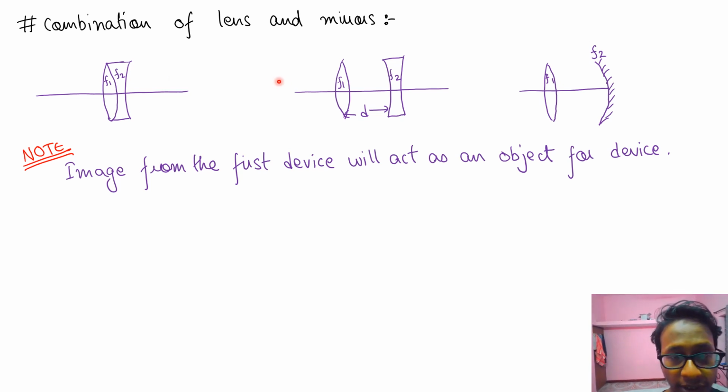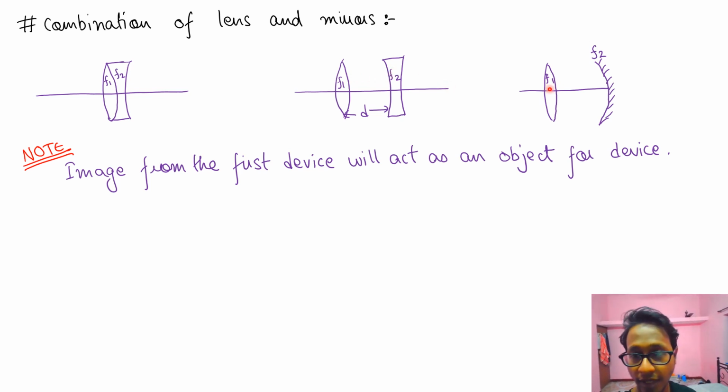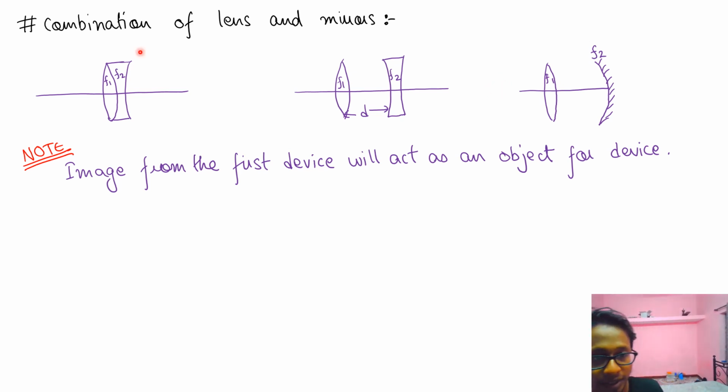Suppose our object is here, then the first device, then the second device, and the image would form out here. Suppose a combination of lens and mirror: the object is out here, first device, second device, and then this ray would bounce back through this one, third device, and the final image is formed out here. So we'll check a few specific scenarios.